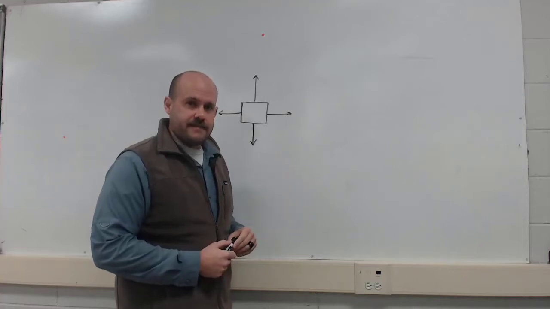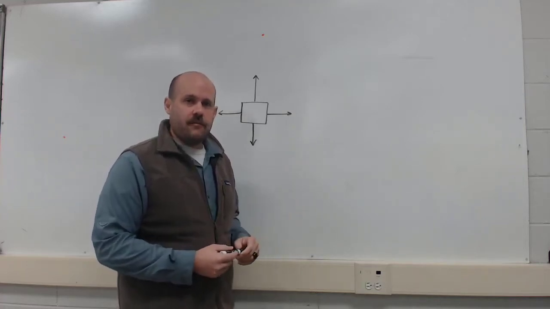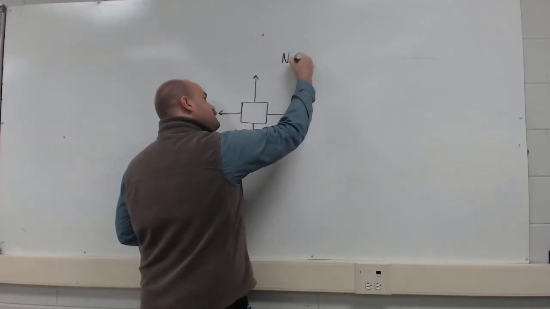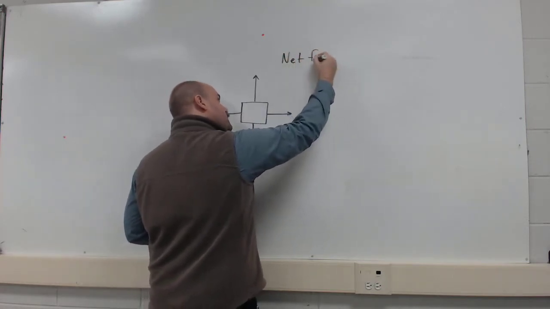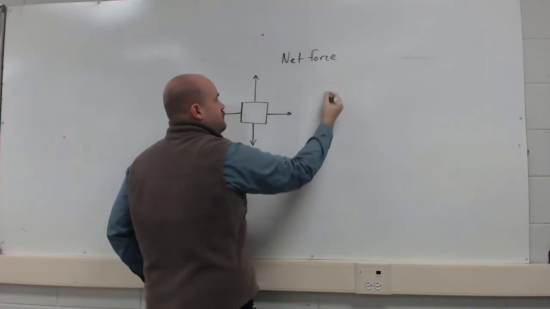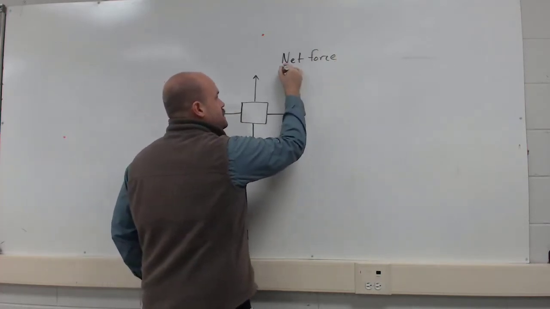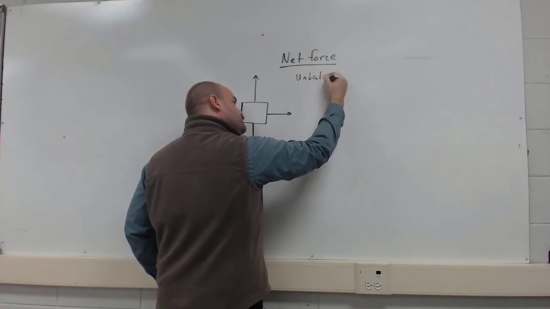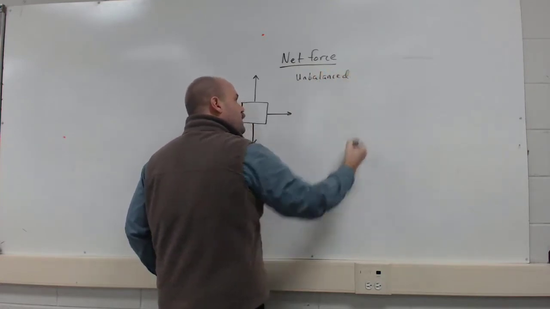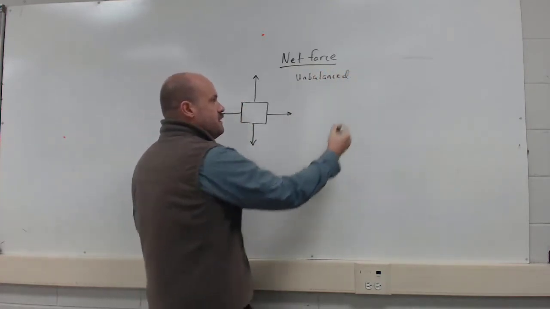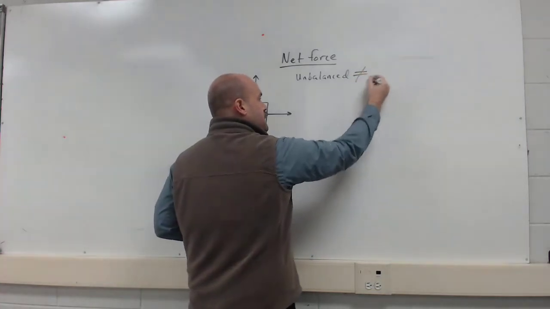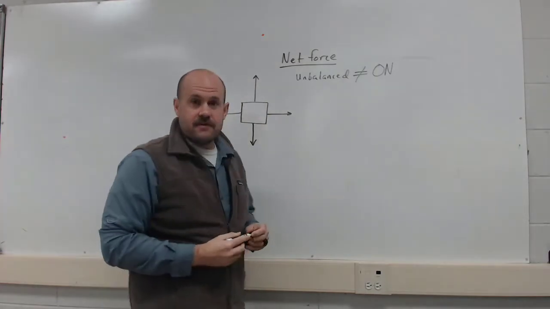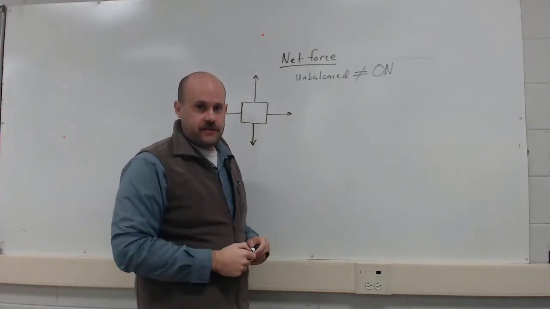Free body diagrams are just a tool to help us see if an object is under a net force. If an object has a net force, that's any object that is experiencing an unbalanced force. And an unbalanced force is any amount of force that is not equal to 0 newtons. If we have a net force of 0 newtons, we say that's a balanced force.